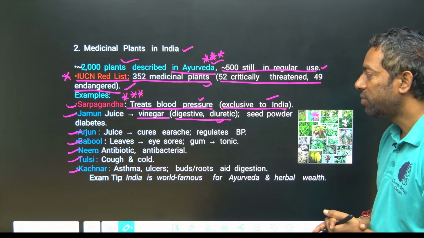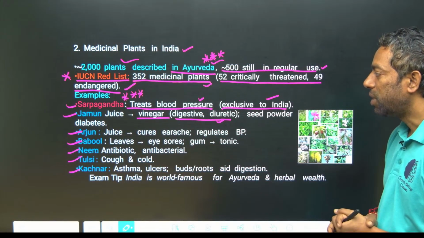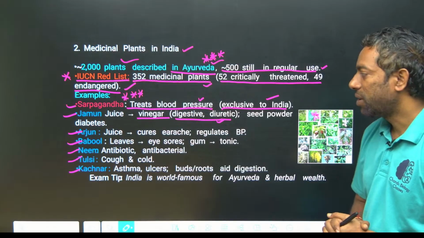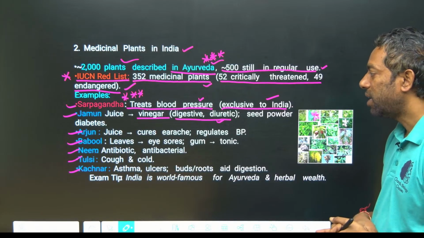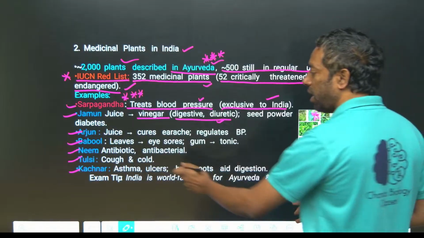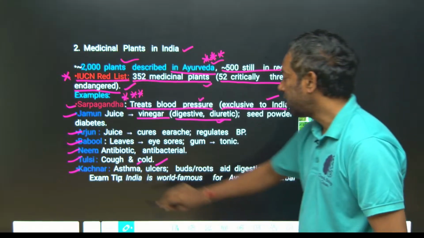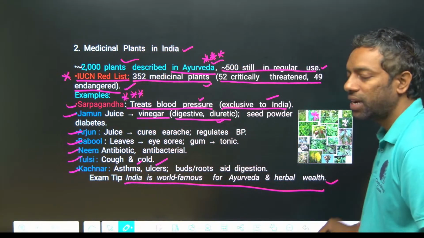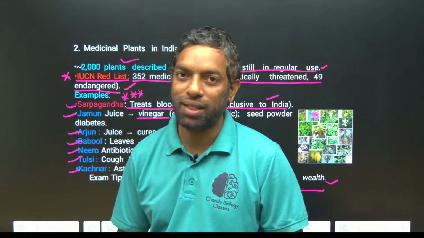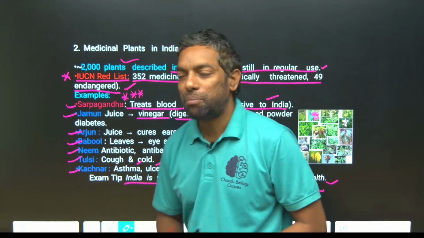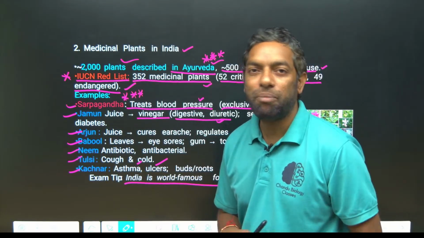Babul leaves are used for eye sores and as a tonic. Neem is an antibiotic, antimicrobial. Tulsi is for cough and cold. Kachnar is for asthma and ulcers. Guys, India is world famous for Ayurvedic and herbal health. They did ask Sarpagandha in the previous year question. They might ask you these also, which are mentioned in the NCERT.